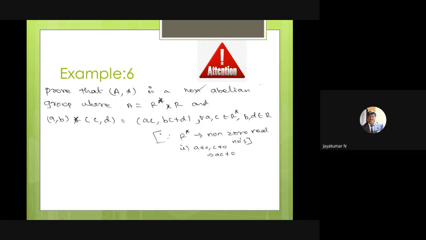The last 2 problems are important problems. Go through them. Just do them yourself at least one time. Then only you can know how to prove all the problems.